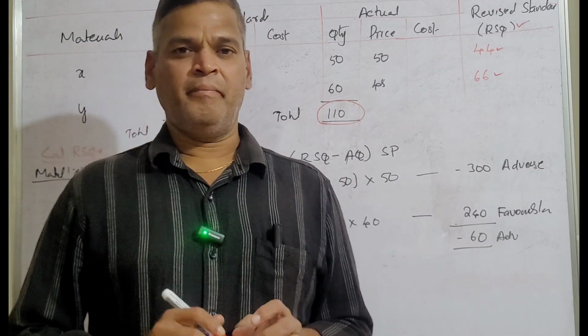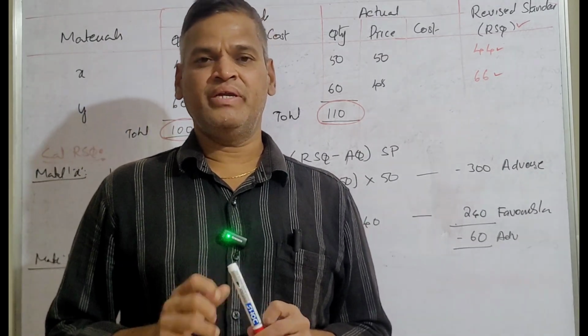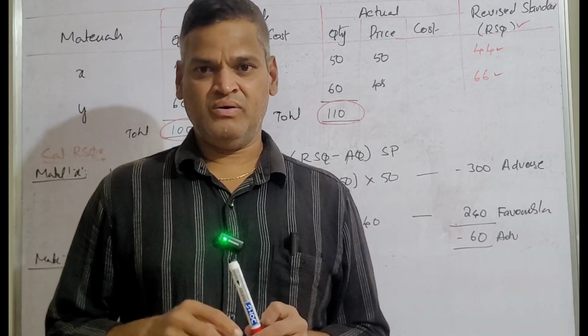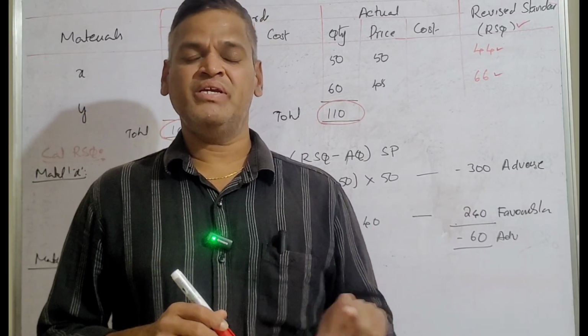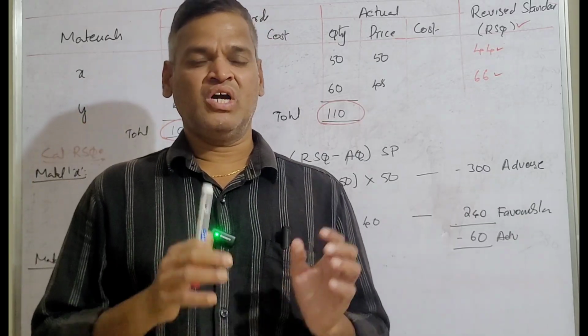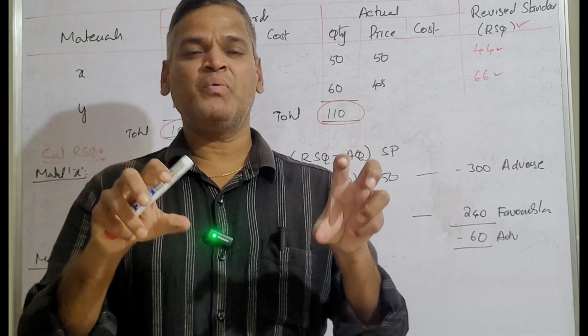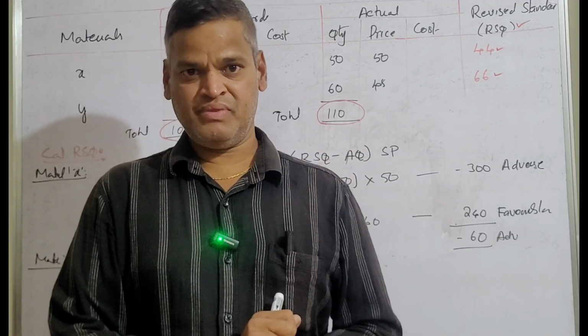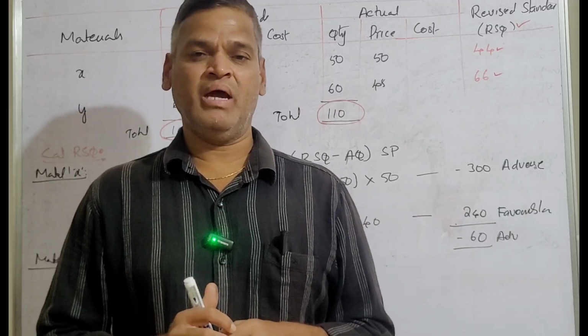We'll discuss material mix variance. What is material mix variance and where does it apply? Generally, material mix variance is applied in industries where the quality of the output depends upon the mixing proportion of that particular product. In such industries, material mix variance will be applied.